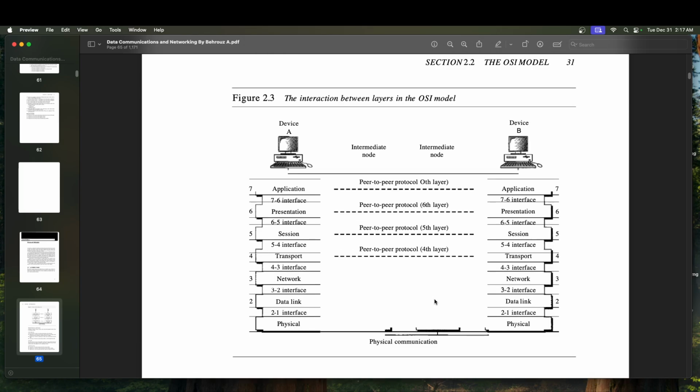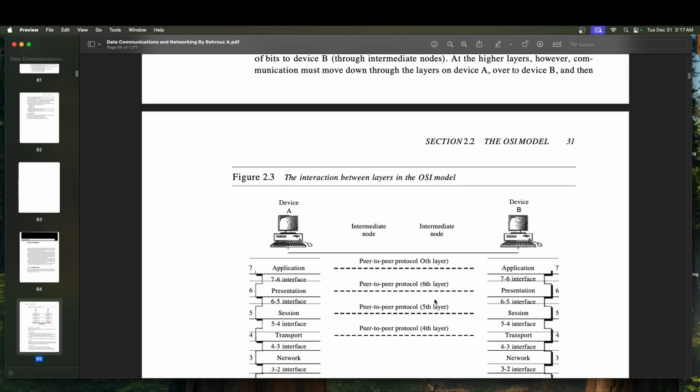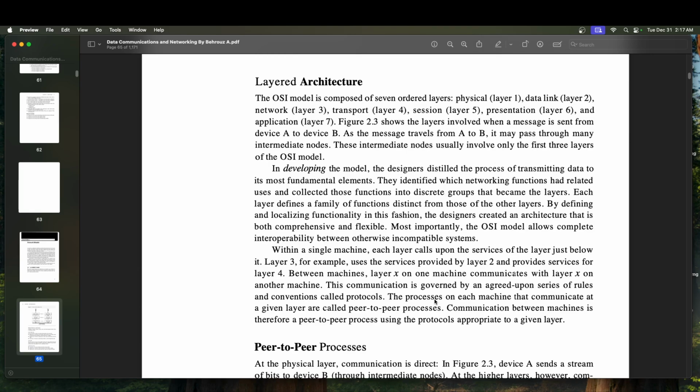Okay, so this is how it's going to happen. Let's first read what he's saying. The OSI model is composed of 7 ordered layers: physical layer, data link layer, network layer, transport layer, session, presentation, and then the application. Now, figure 2.3 shows the layers involved when a message is sent from device A to device B. As the message travels, it may pass through many intermediate nodes.